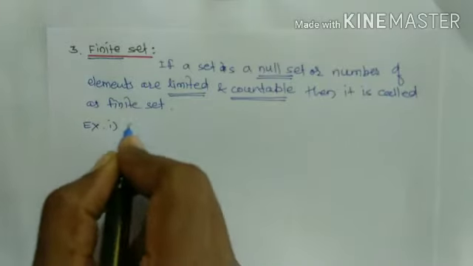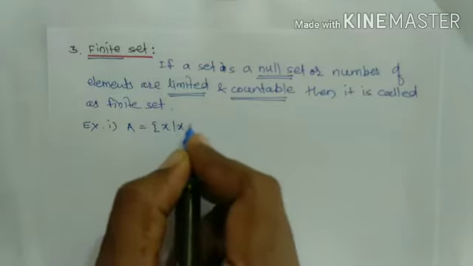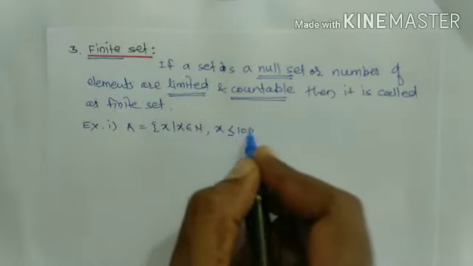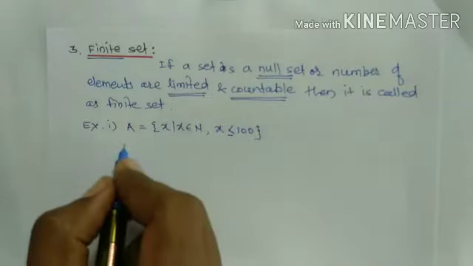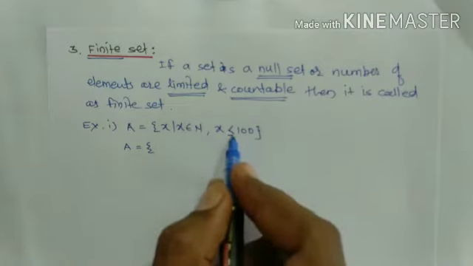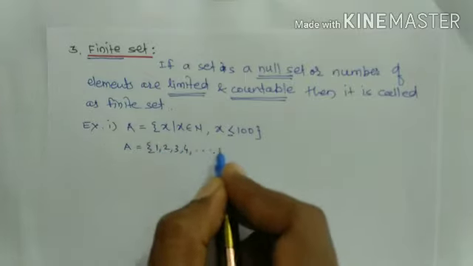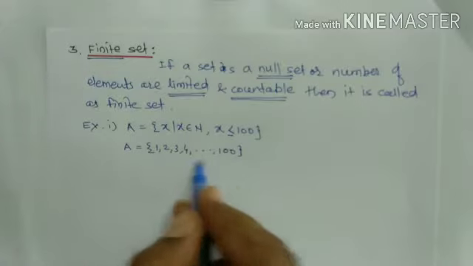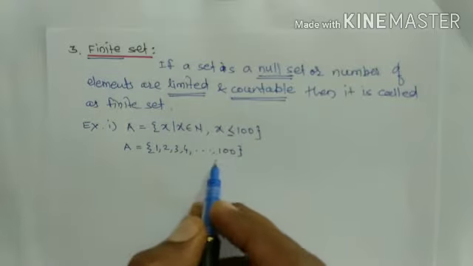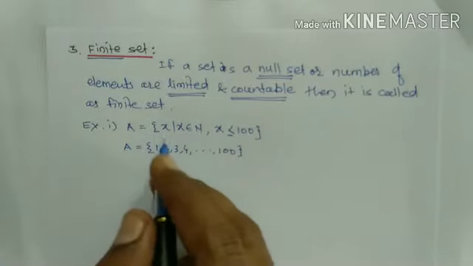For example, see, set A is the set of, in rule method let us write, all x such that x belongs to natural number and x is less than or equals to 100. We can write this in listing method as well. A is the set of natural numbers which are greater than or equal to 1 and less than or equal to 100, that is 1, 2, 3, 4 up to 100. The number of elements in it are limited and countable, so it is an example of a finite set.